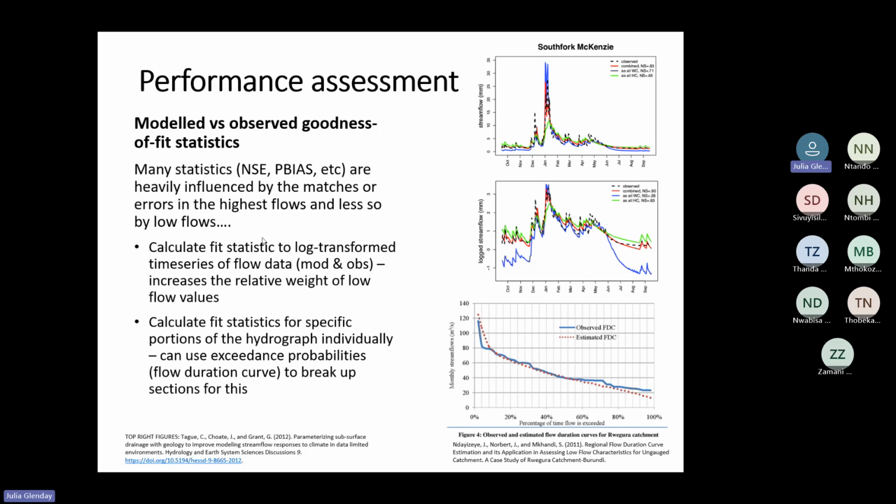As I mentioned, there are many statistics that are heavily influenced by the highest flows and less influenced by the low flows. A way to deal with this is to apply a logarithmic transformation to the data and recalculate the statistics. That gives a higher weight to the low flow. This just demonstrates that graphically, for example.